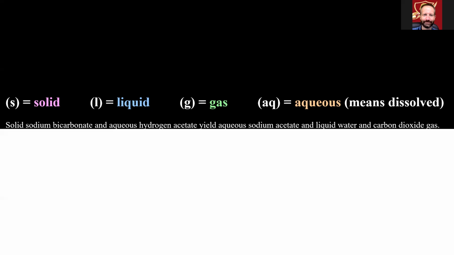And then the super easy parts, liquid water. What's water's formula? H2O, right? It's liquid water, so what do I put in the parentheses? An L, liquid water. And I get carbon dioxide gas. Well, carbon dioxide is CO2, 2 oxygens, dioxide, and it's a gas, and boom, there we go.